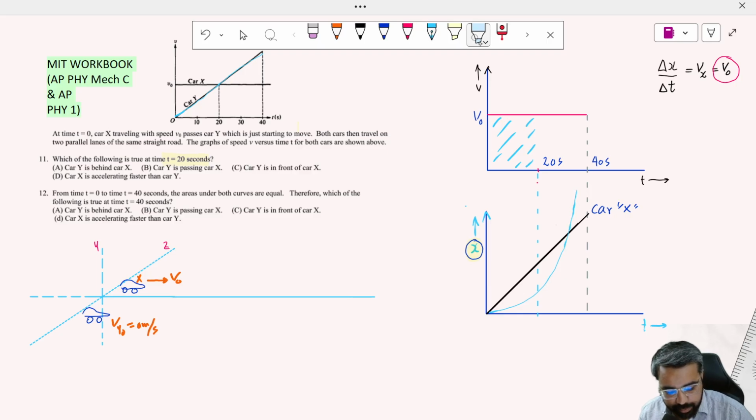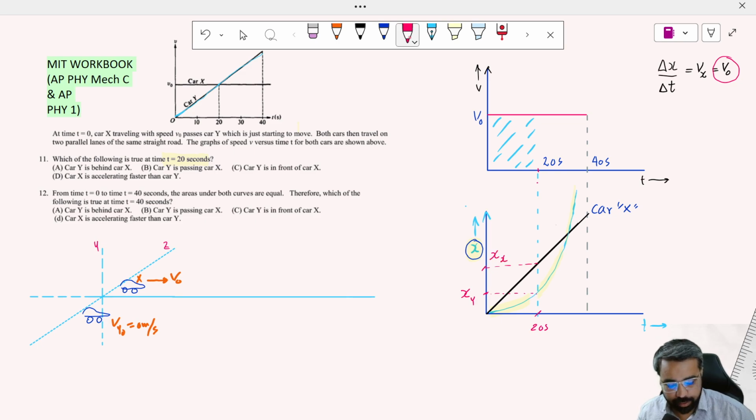You can see that in the beginning it is not very steep, but as time goes on it becomes more and more steep. So what is the displacement at the 20th second for car X and for car Y? This is car Y and this is car X.